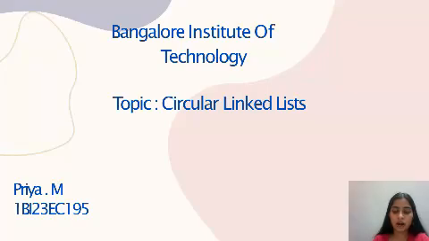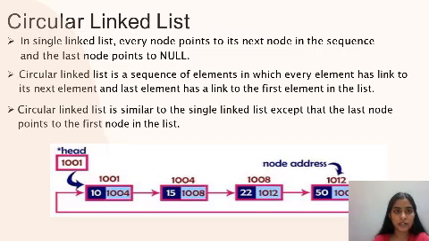In this video, I am going to discuss circular linked list. In a single linked list, every node points to its next node in the sequence and the last node points to null. In case of a circular linked list, it is a sequence of elements in which every element has a link to its next element and the last element has a link to the first element in the list.